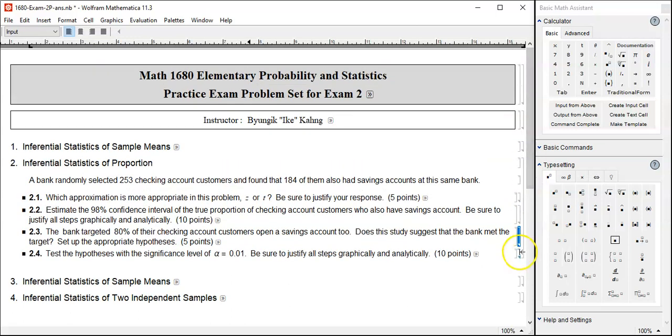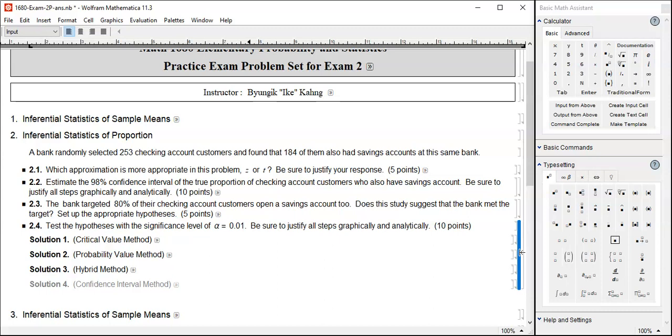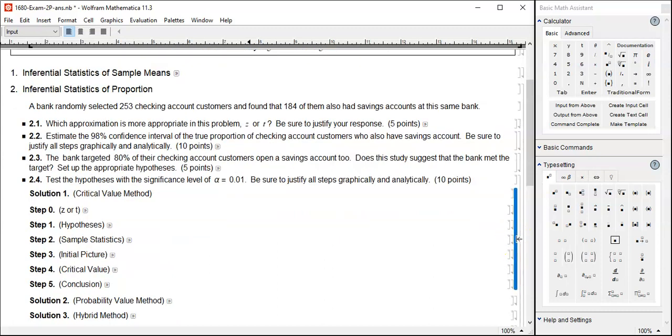Okay, all right. Let's test these hypotheses. Here's the initial picture.